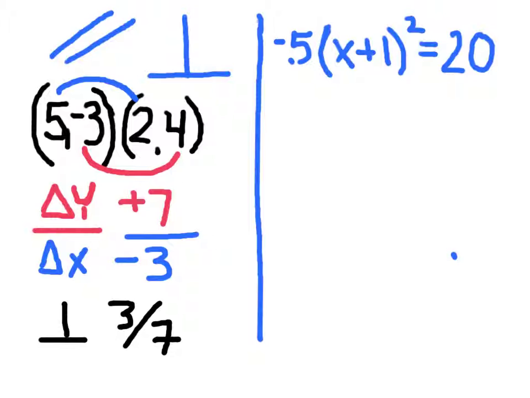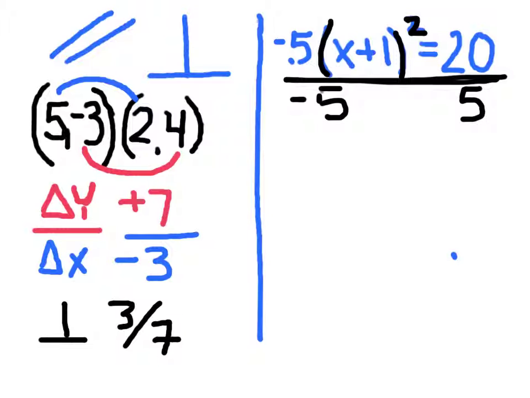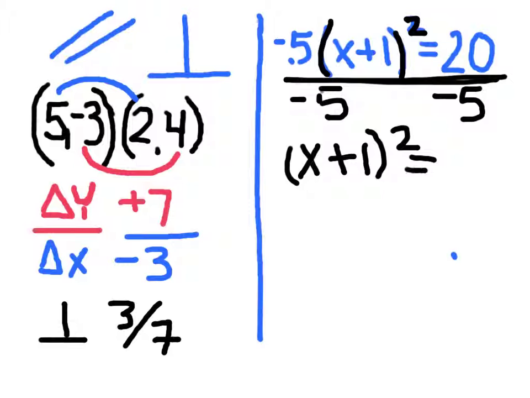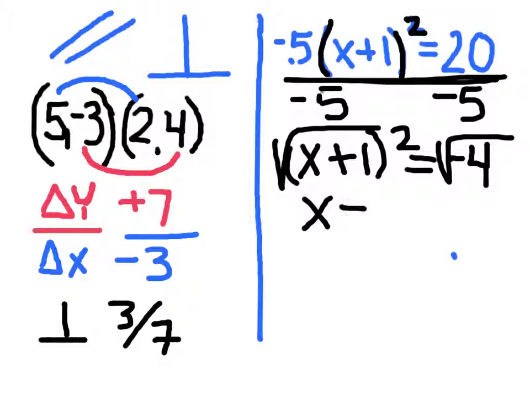And then I always see people kill this problem because they try to expand. If you notice that something's all nice and factored and squared, you don't want to multiply it out. You want to divide by 5, isolate the squared term, and then after you isolate the squared term, square root both sides. So x minus 1 squared equals negative 4. Square root both sides, x equals negative 1 plus or minus 2i.